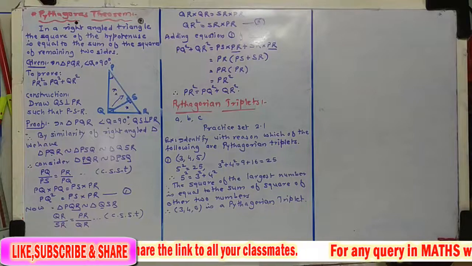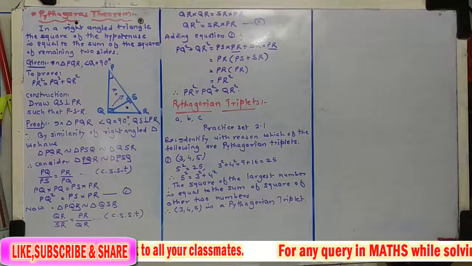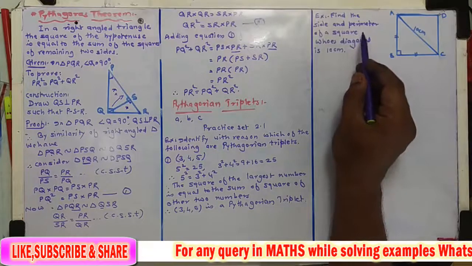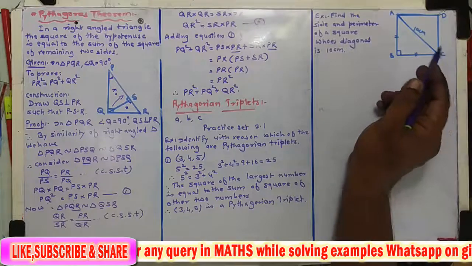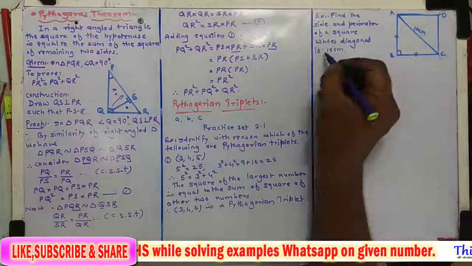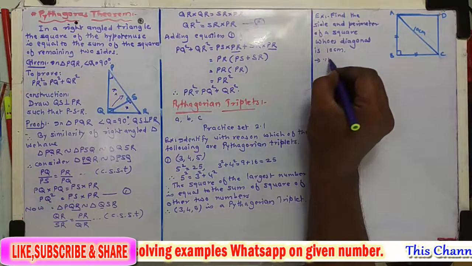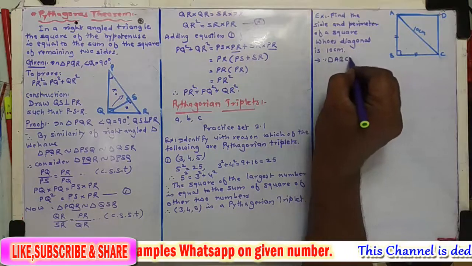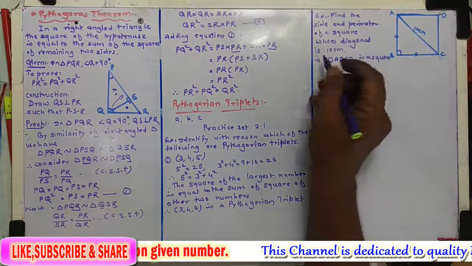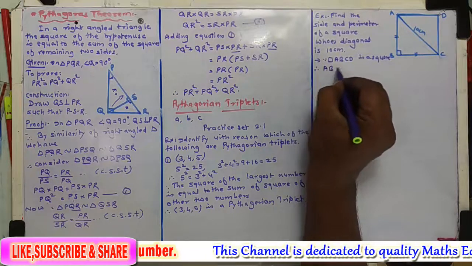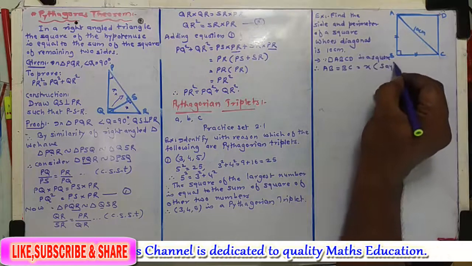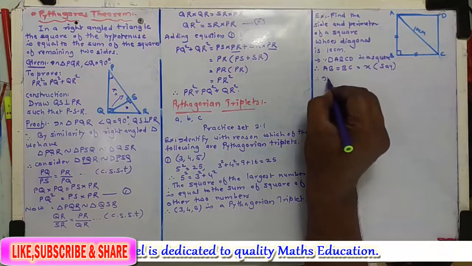Okay, now we'll see some examples on Pythagoras theorem. Find the side and perimeter of a square whose diagonal is 10 centimeter. This is given. Okay, so we start the solution like this. Since this quadrilateral ABCD is a square, therefore AB is equal to BC is equal to x, say.